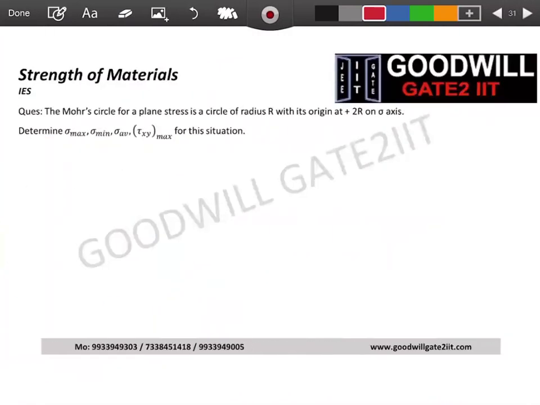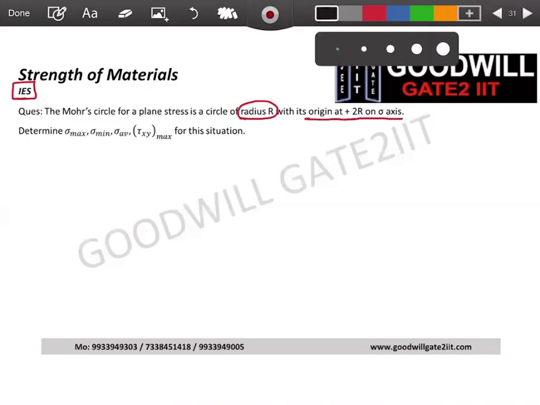Let's go to the next. Again, this is a question asked in IES. Let's see what you people understood with this. The Mohr circle for a plane stress is a circle of radius r with its origin at plus 2r on the sigma axis. Let's go slow. Don't worry about this plane stress. There is a Mohr circle of radius r and its origin is at plus 2r. So let's draw this Mohr circle first.